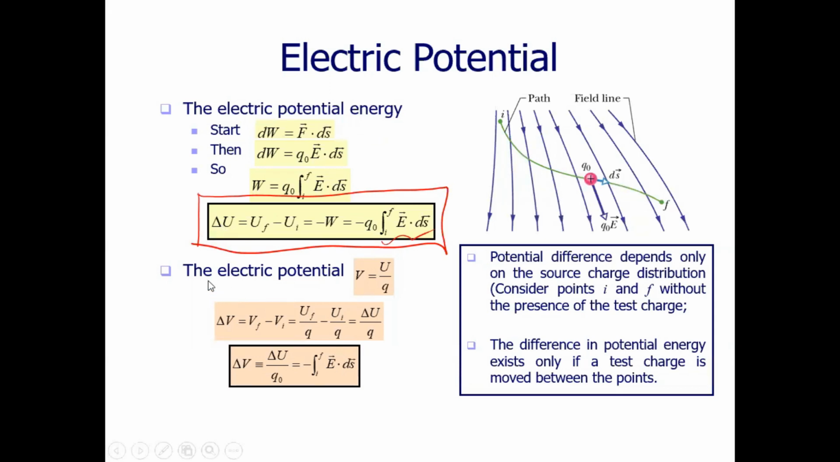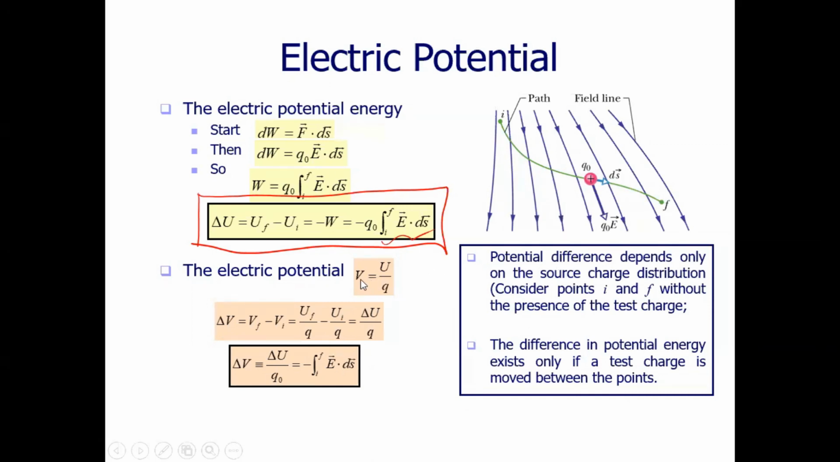Now, what is electric potential? There is a difference between electric potential energy and electric potential. The electric potential is basically the potential energy per unit charge. In other words, if what you had here was a unit charge, what would be the change in the electric potential energy that it will undergo as it moves from the initial to the final position?